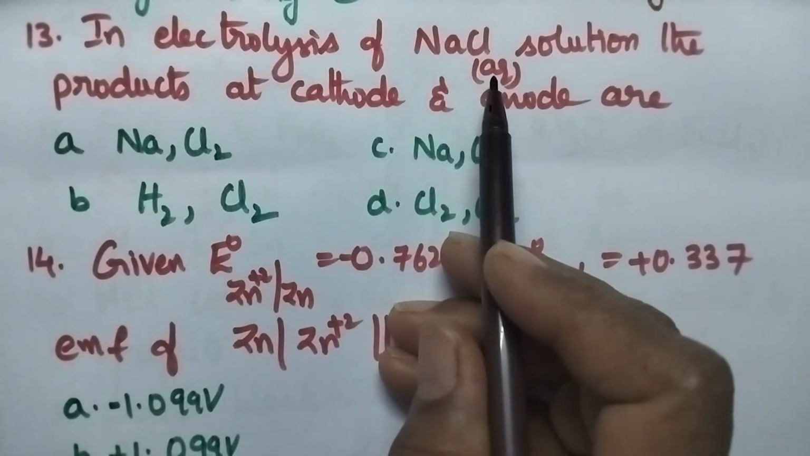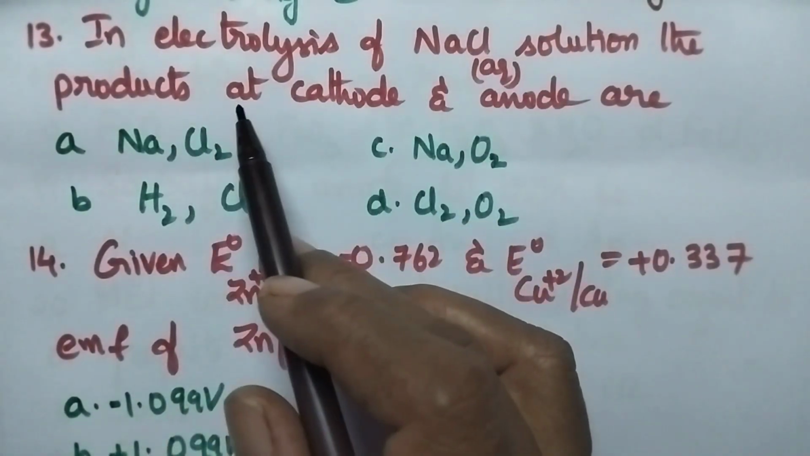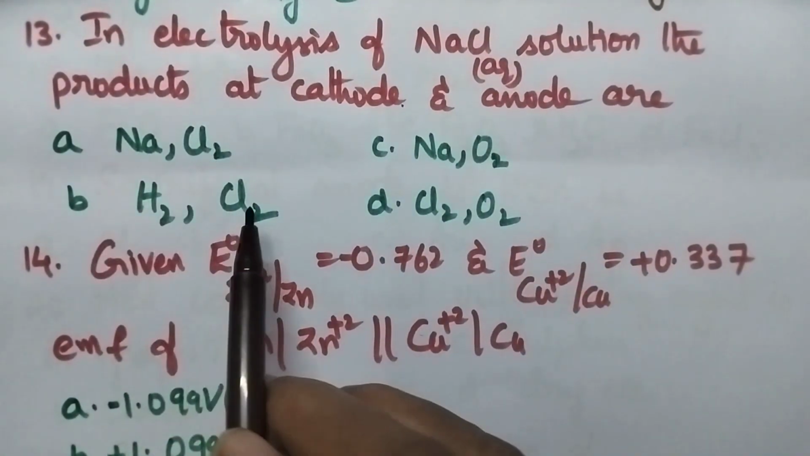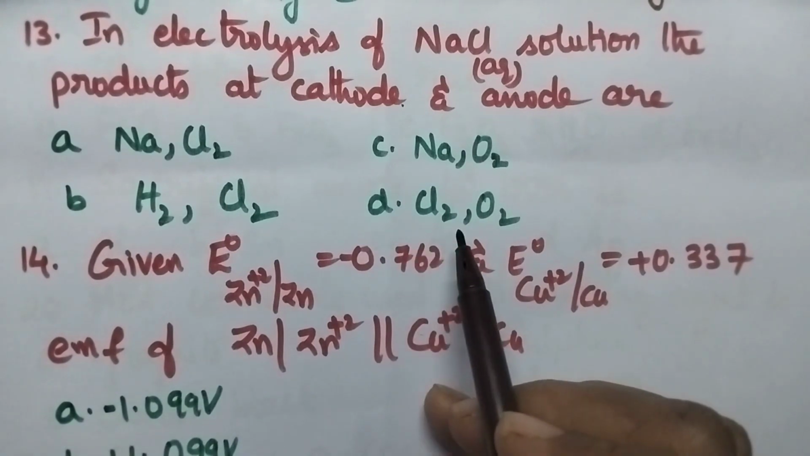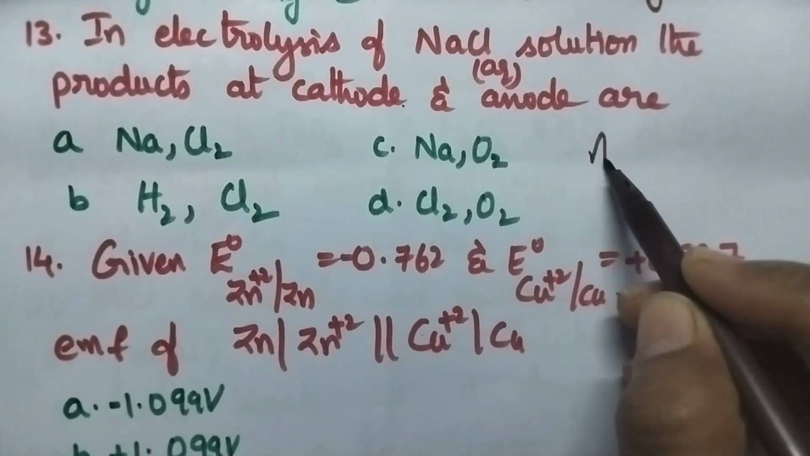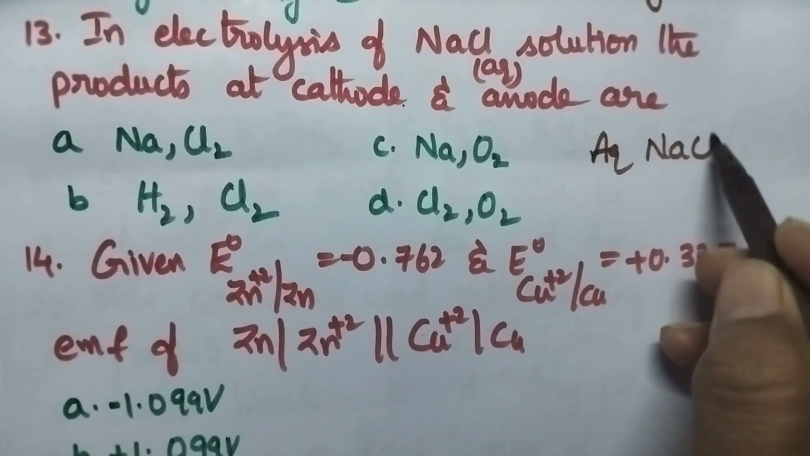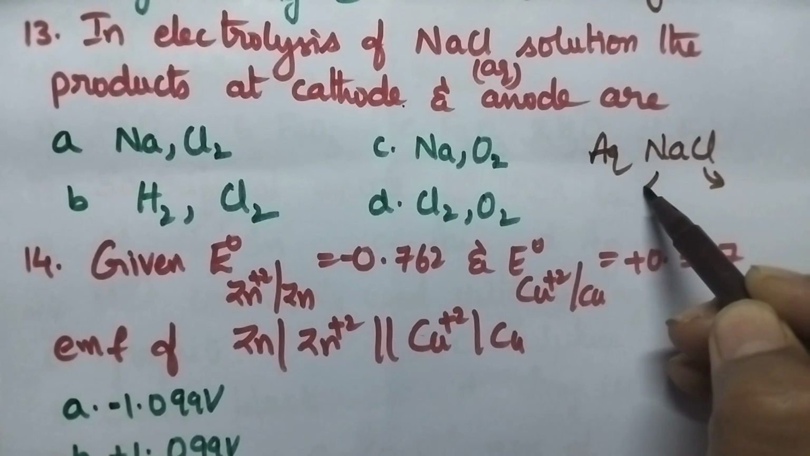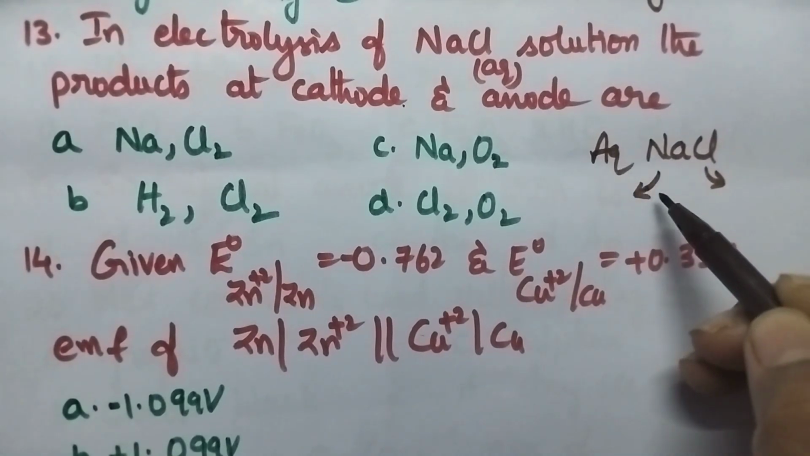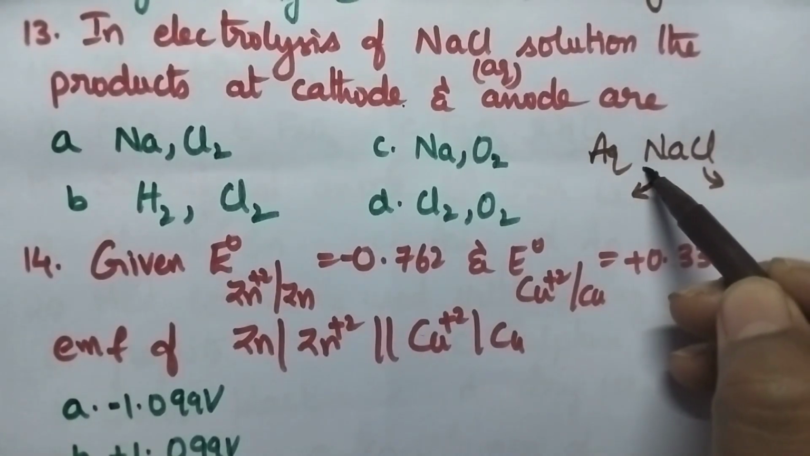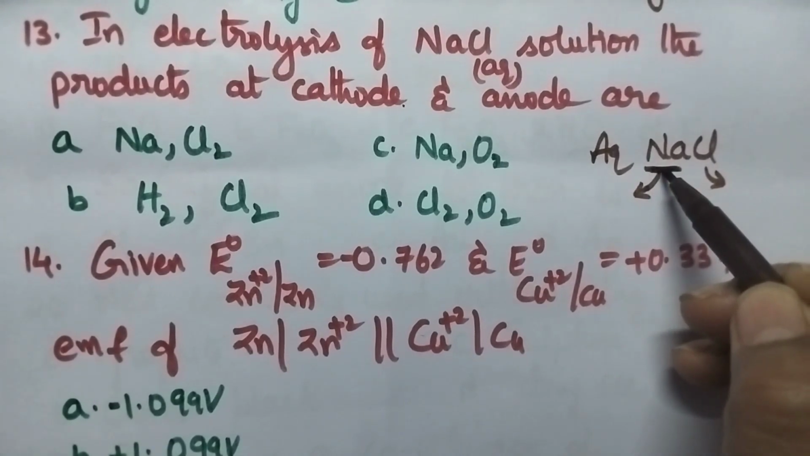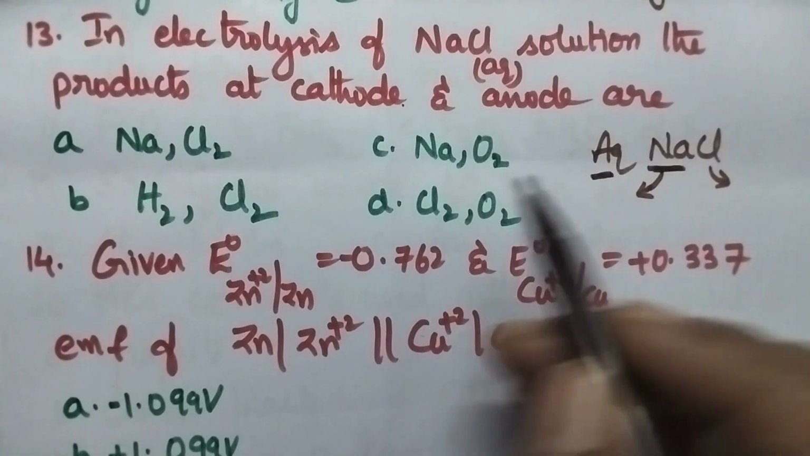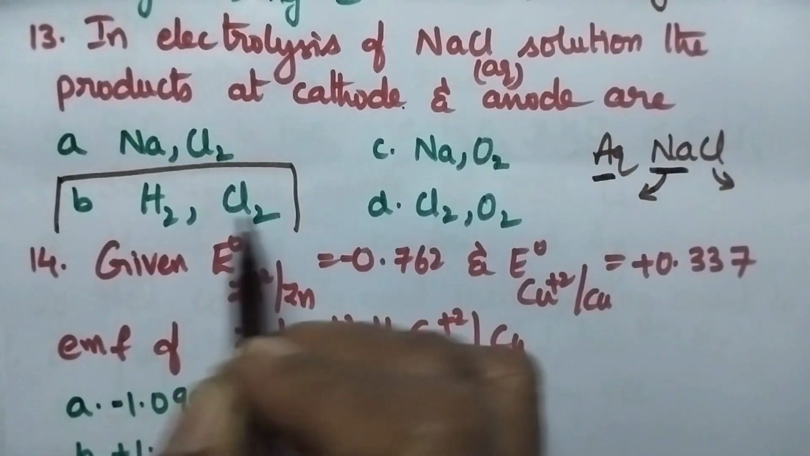In electrolysis of aqueous NaCl solution, the products at cathode and anode are A. NaCl2, B. H2, Cl2, C. NaO2, D. Cl2, O2. So if it is aqueous NaCl solution, here chlorine gas will be liberated at the anode. Coming to the metal or the gas which is liberated at the cathode, if the metal is other than noble metal, in the case of aqueous solution, hydrogen gas will be evolved. Hence option B is the right answer.